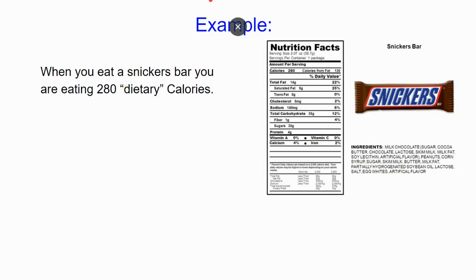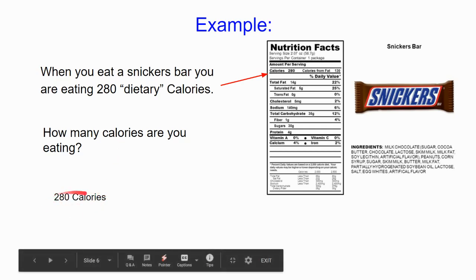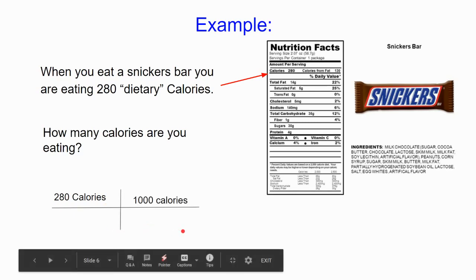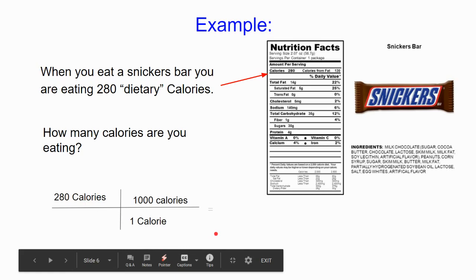All right, let's look at another example here. When you eat a Snickers bar, you are eating 280 dietary calories, see right here, capital C. So how many of the real, scientific calories, this lowercase c, are you eating? You can do the calculation by just converting. Start out with your given 280 Calories, set up a little T table, and plug in your conversion factor, which is 1,000 lowercase calories to 1 dietary Calorie. The units will cross out, and you get an answer: you're really eating 280,000 calories. Crazy, huh?